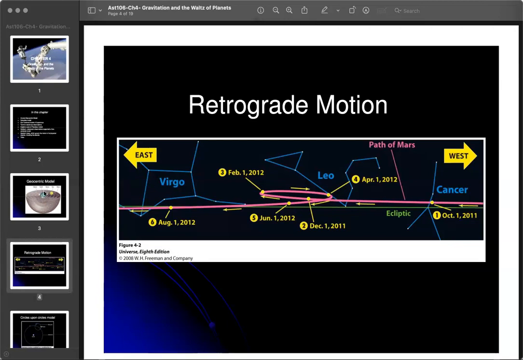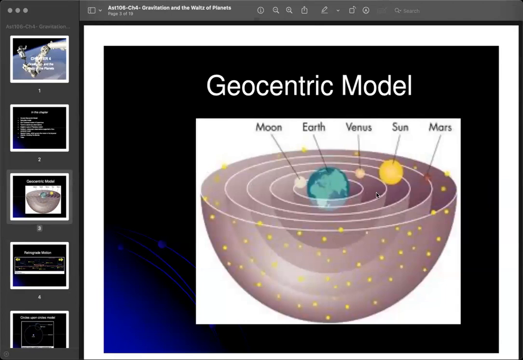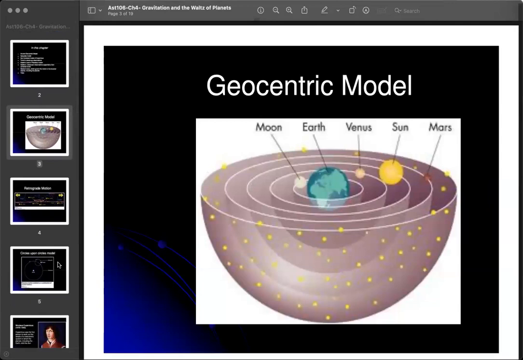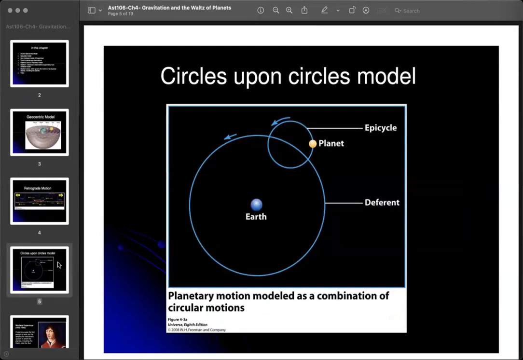And with this picture, there wasn't any easy way to explain why this was happening. So astronomers started wondering about it and trying to make some changes in their original description to account for this. So one of the models that they came up with was the circles upon circles model.